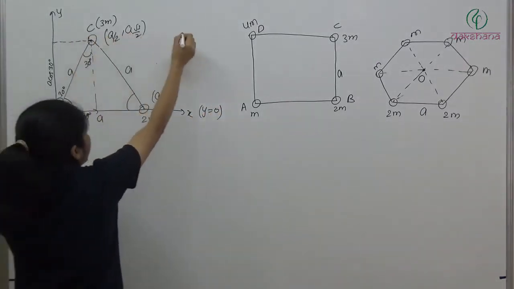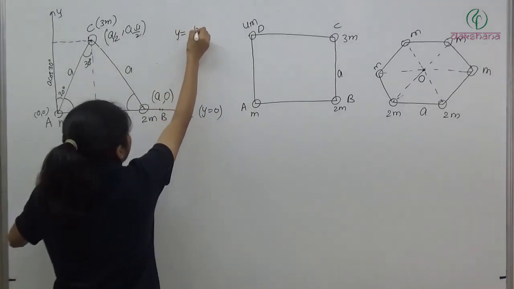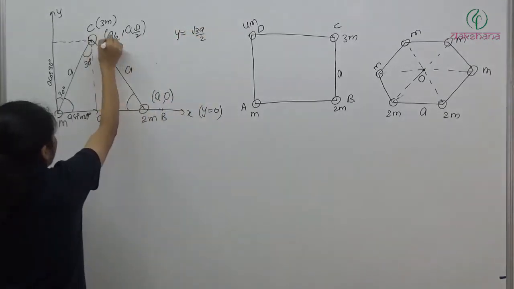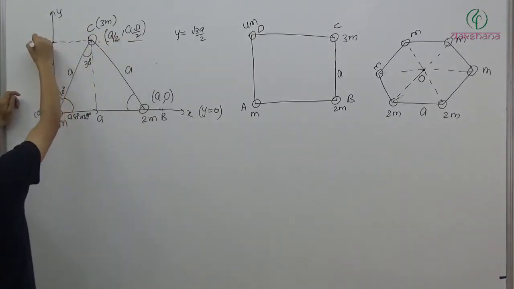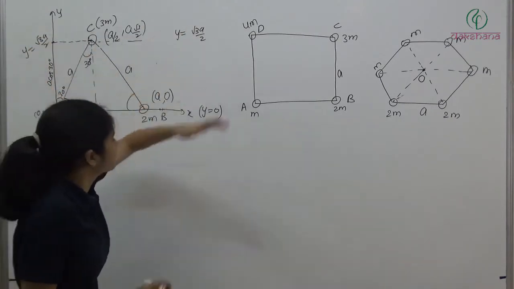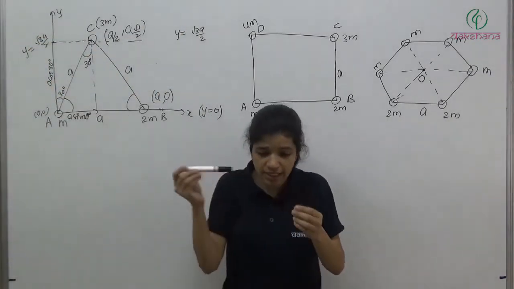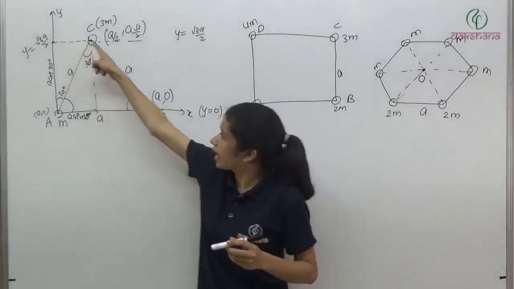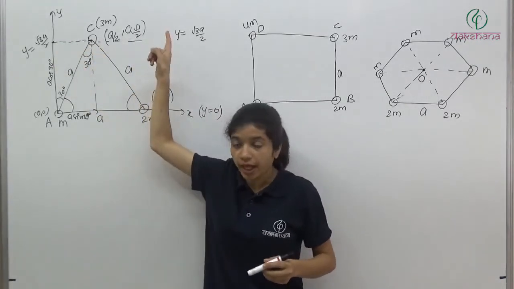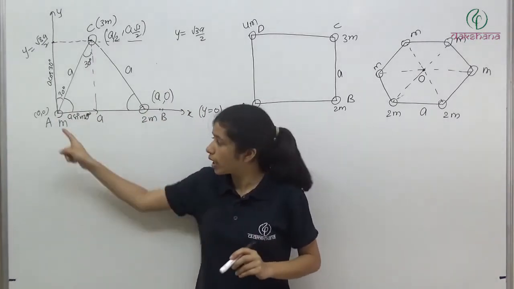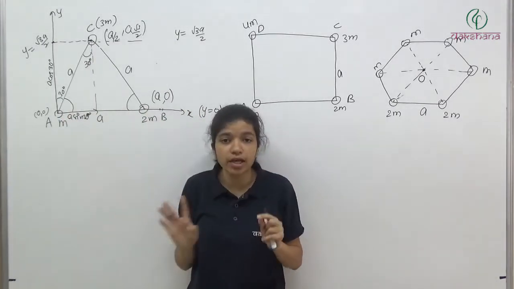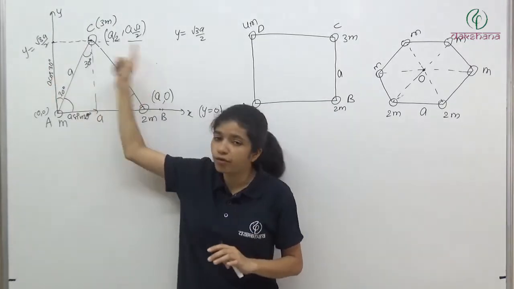And this complete line is y is equal to root 3a by 2. This complete y value is what here? This length is root 3a by 2. So this is the y is equal to root 3a by 2 line. Now at this line we have mass 3m, and at this line also we have mass m plus 3m. Clear? So at this line we have total mass 3m.